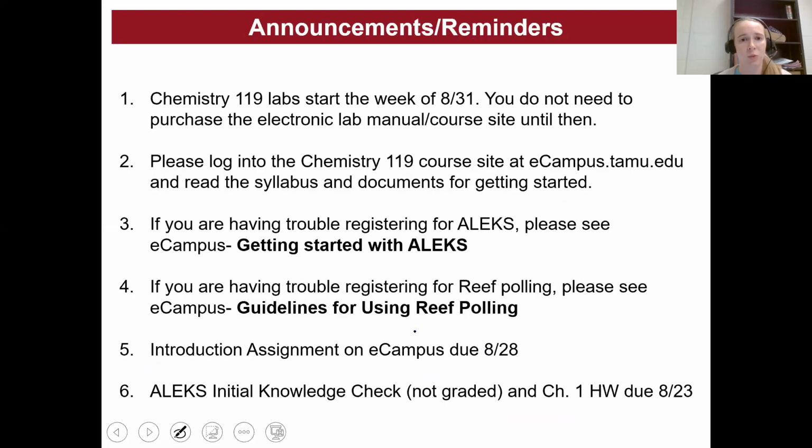All right, just to go over some of these announcements and reminders again: Chem 119 labs start the week of the 31st. You don't need to purchase the lab manual or electronic course site until then. You won't be able to find our course site until then, so don't worry about it. You should also, if you haven't already, go on to our Chem 119 course site on eCampus and read the syllabus and the following two documents for getting started. Those are Getting Started with ALEKS and Guidelines for Using Reef Polling.